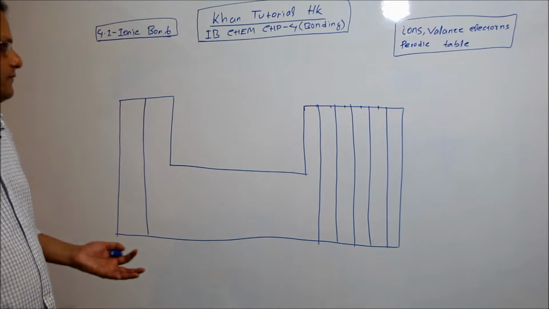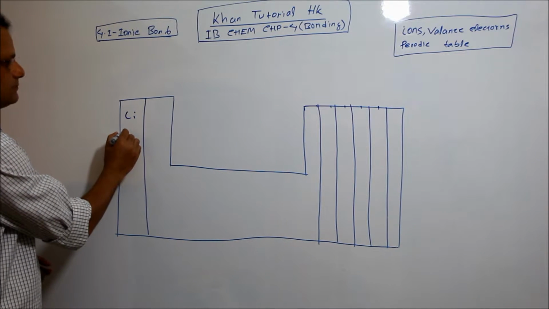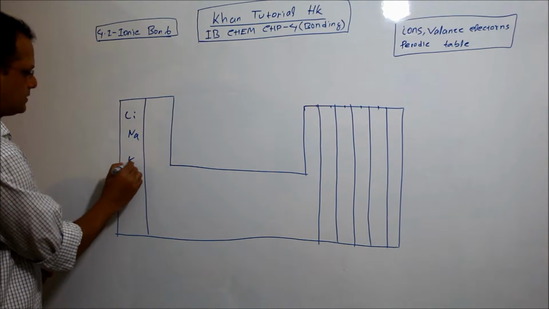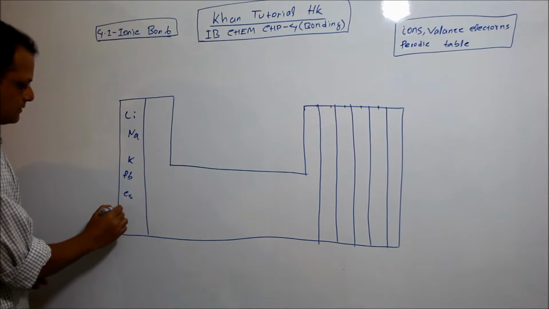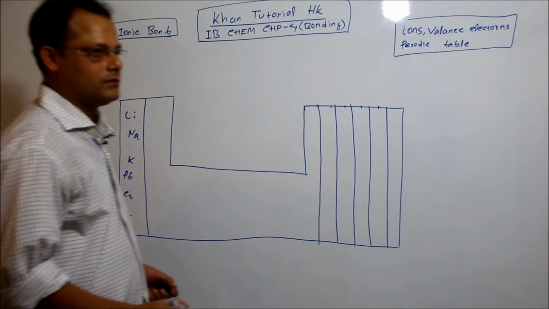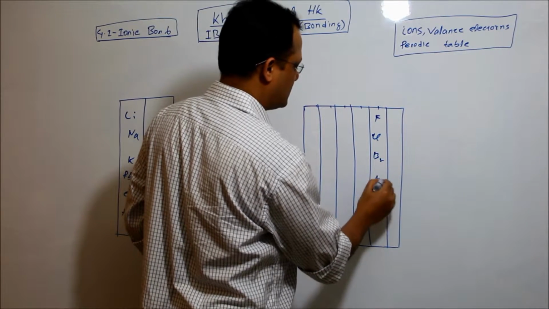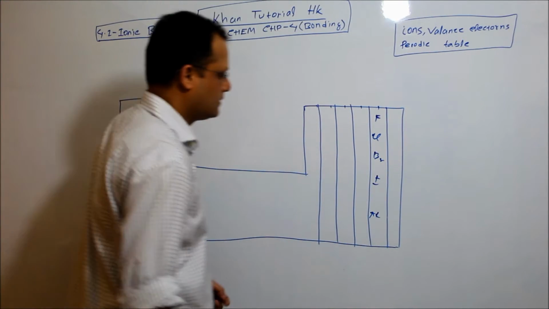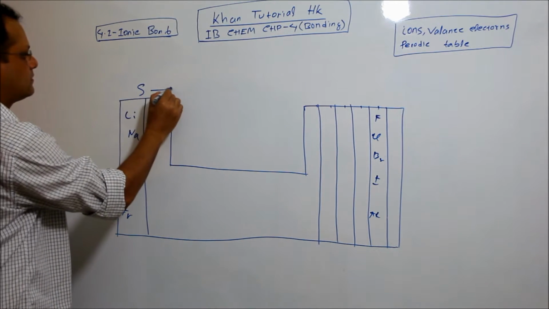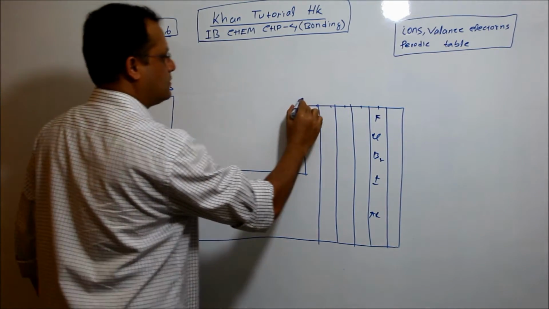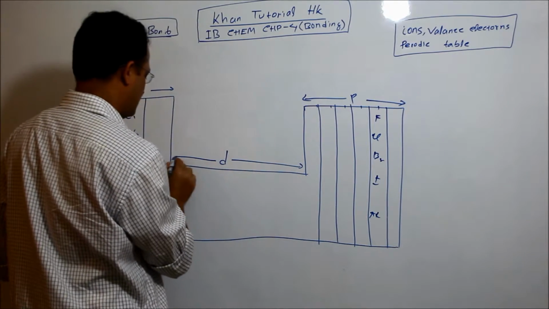If you see the periodic table roughly, this is its structure. Here we can say lithium, sodium, potassium, rubidium, Cs, and Fr, and here we can put fluorine, chlorine, bromine, iodine, then At. So this is roughly the periodic table. Now this is the s block, this is called the p block, and this is called the d block.